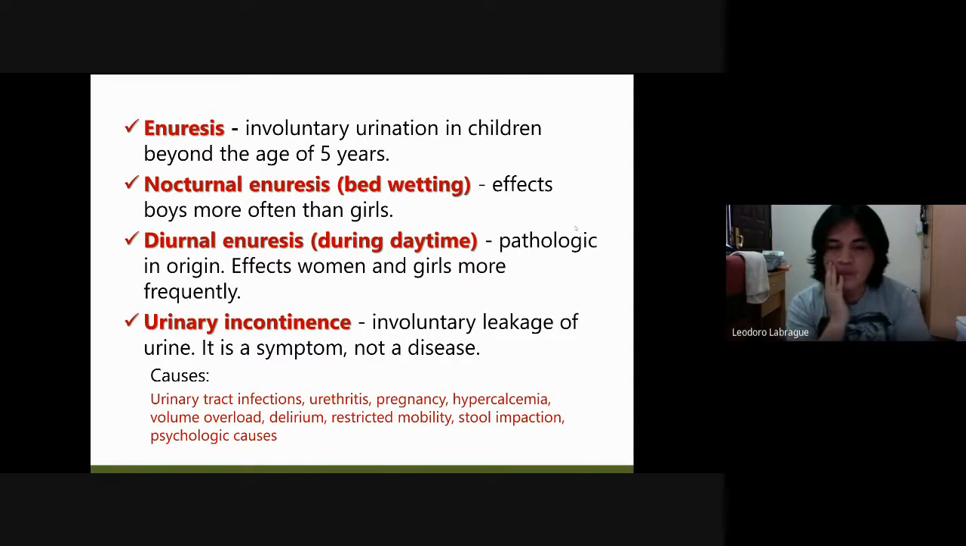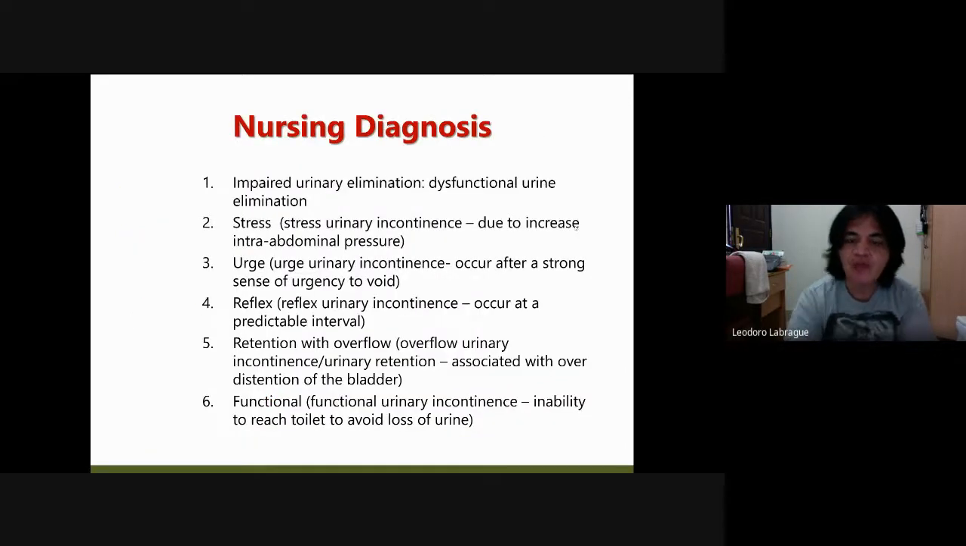Now, do you have any questions with regards to enuresis, bedwetting, and urinary incontinence? Do you have a question on this line? Yes or no? Okay, very good.